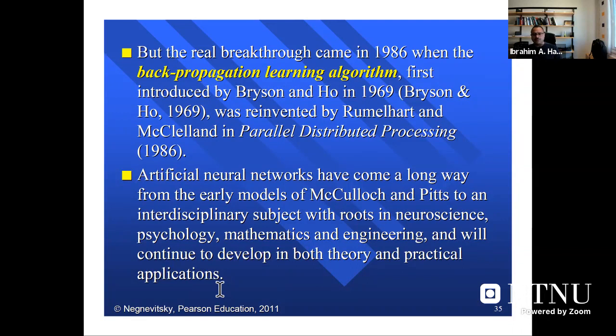It was in 1986 that error backpropagation was studied. Error backpropagation is very, very important. Without error backpropagation, we will not be able to train feed-forward neural networks and even deep learning networks. It was first introduced by Bryson and Ho in 1969. Artificial neural networks have come a long way from the early models of McCulloch and Pitts to an interdisciplinary subject with roots in neuroscience, psychology, physiology, mathematics, and engineering.